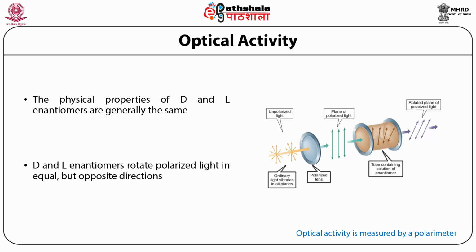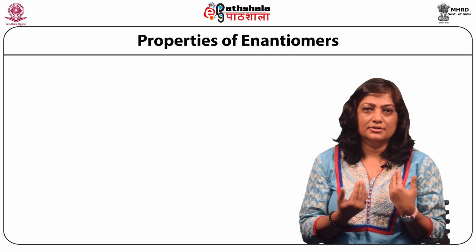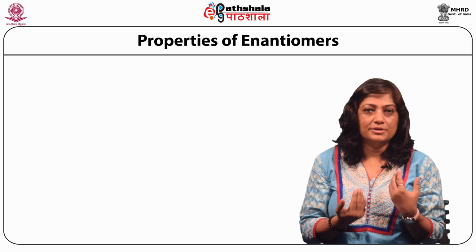So the D and the L designations that we saw previously do not represent the optical activity actually. The optical activity is represented as either plus or minus, or it is designated as a small d and a small l. So let us just have a look at the different properties of enantiomers.